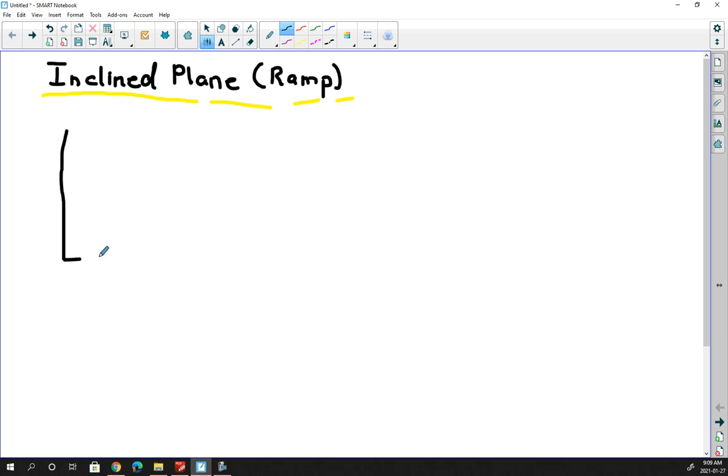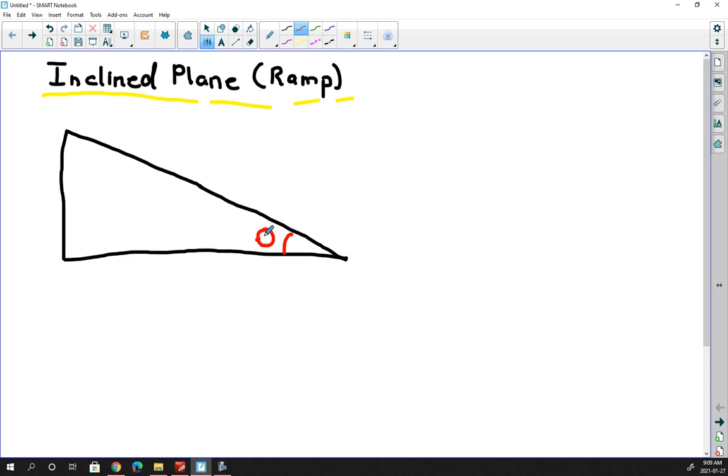Here it is. Okay, I'll try to draw it as straight as I can. Not too bad. And what we know about this ramp is that there's an angle here, theta. And we also know that on this ramp is an object. There it is.